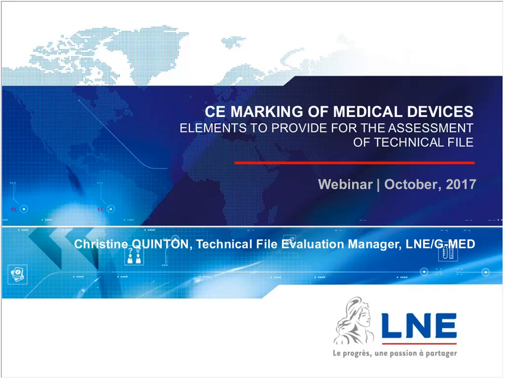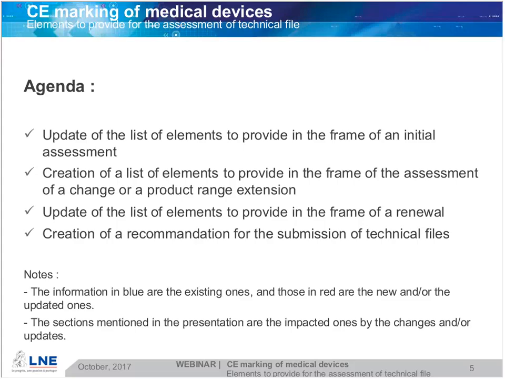And the topic today is about the elements to provide for the assessment of technical files. So we have 4 items to see. The first one is the update of the elements to provide in the frame of an initial assessment. The second item is about the creation of a list of elements to provide in the frame of assessment of a change or a product range extension. Then the update of the list of elements to provide in the frame of a renewal. And at the last page, we have a creation of a recommendation for the submission of technical files.